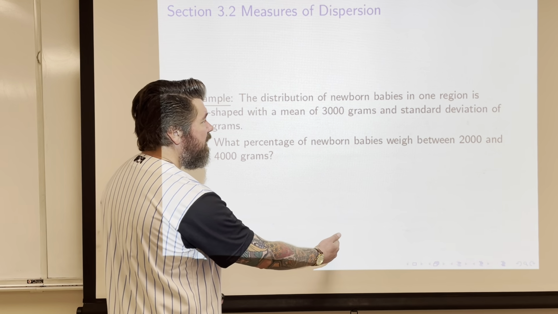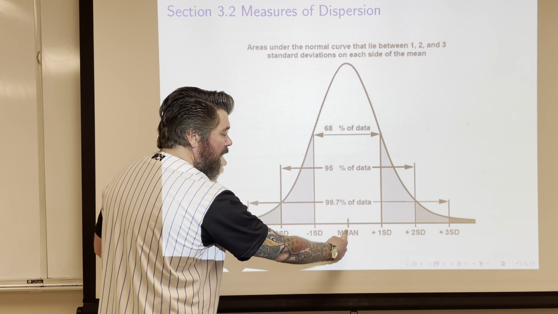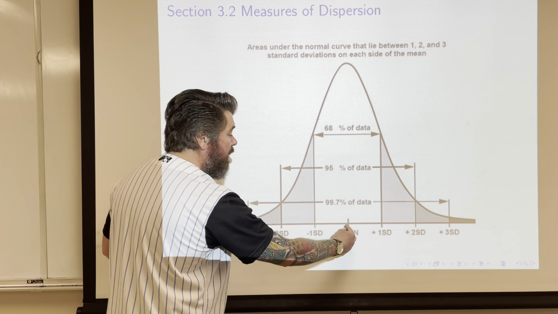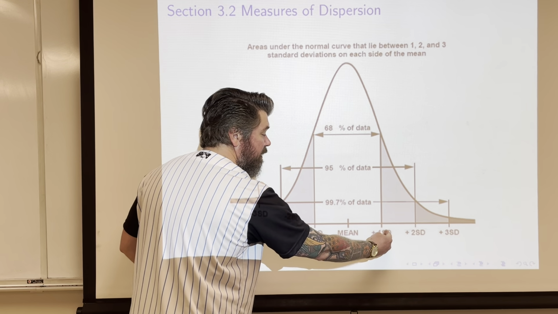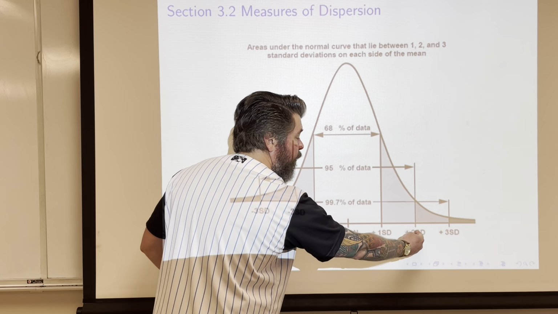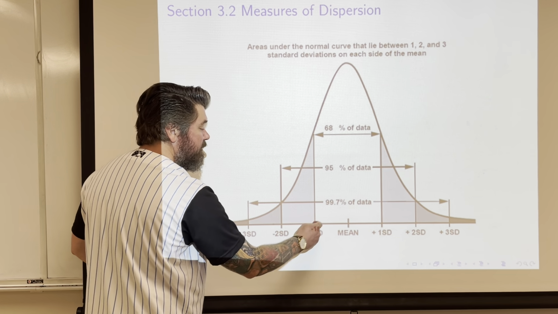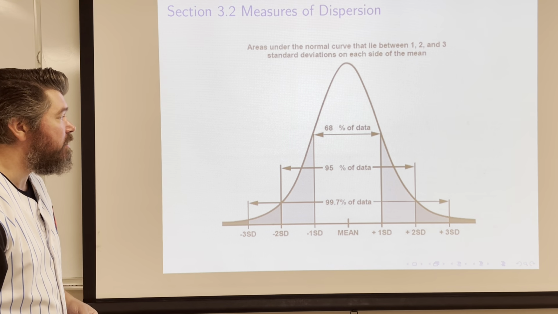We have a mean of 3,000. So I would mark this on my line as 3,000, and then our standard deviation is 500. So going up 1 standard deviation would give us 3,500, and then 4,000, 4,500. Going down would give us 2,500, 2,000, and 1,500.